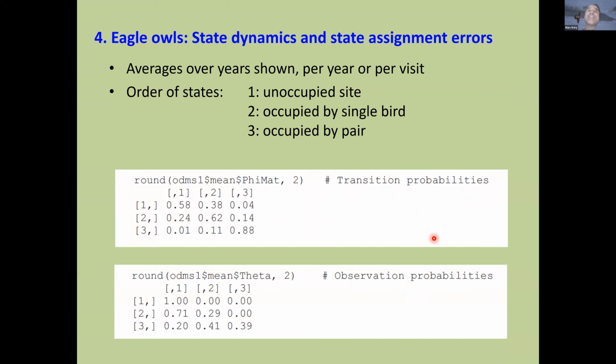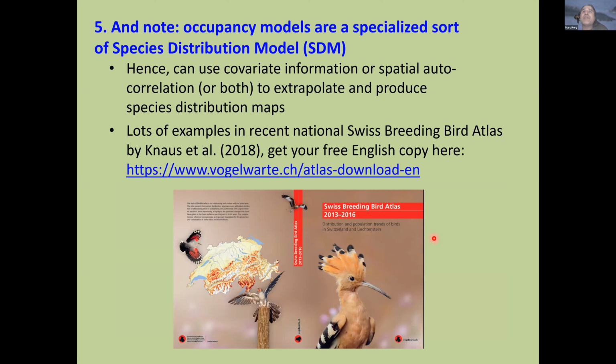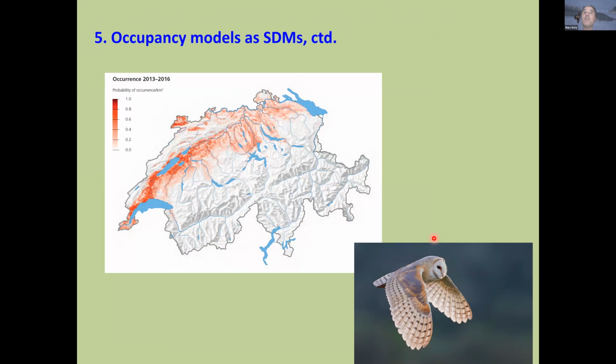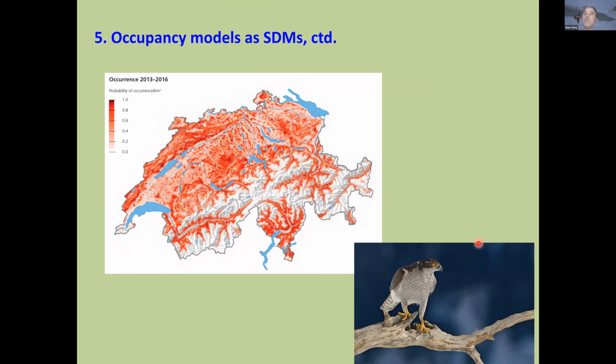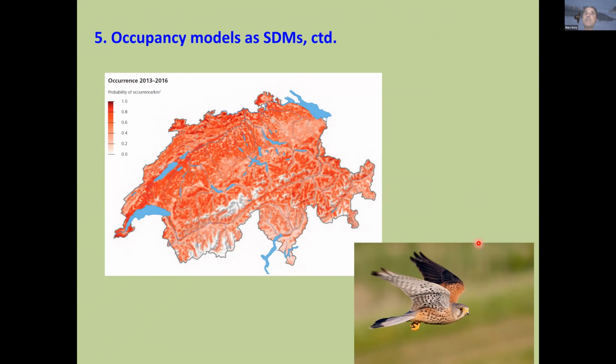Okay, thanks. Just a final note: occupancy models are really a specialized sort of species distribution model. You can download a free English version of our last breeding bird survey here. And just to emphasize this SDM quality of occupancy models, I throw some maps at you for raptors in Switzerland. This is 300 kilometers from left to right. Barn owl, pygmy owl, little owl, long-eared owl, goshawk, red kite, kestrel.